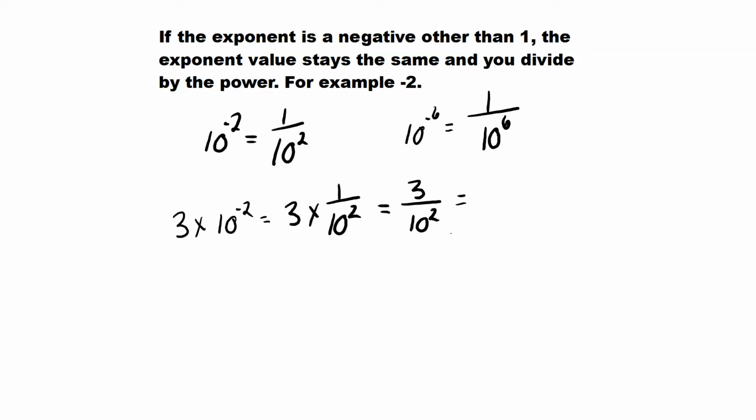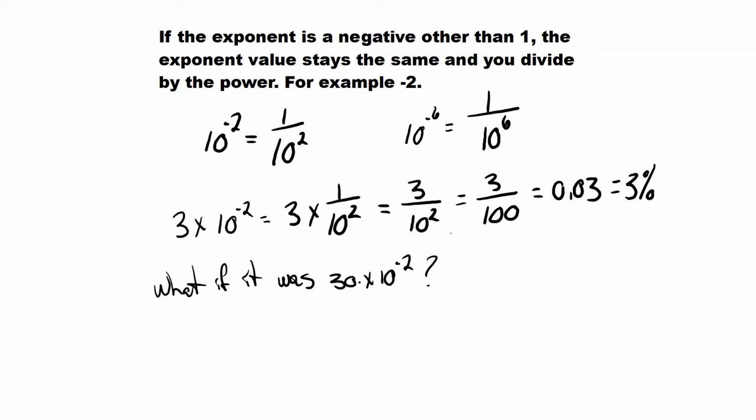Expand out the 10 squared, so now we've got 3 over 10 squared, which is 100. And now we see 3 over 100, that's something you're probably familiar with as 0.03. Or maybe even you know it as 3%.